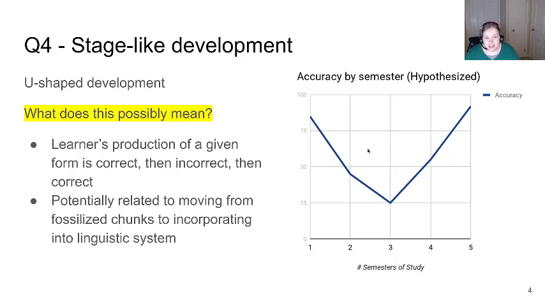So when you're talking about U-shaped development, and I ask, what does this possibly mean? So now I'm back on the bullets on the left side. The learner's production of a given form starts out correct, and then it's pretty much incorrect, and then it's correct again, right? Again, this is with a particular form. That's why we're in development. And it's potentially, this is according to the book, and I don't think it's totally unreasonable, related to moving from fossilized chunks. You know, like I've learned the book and a sandwich, right?